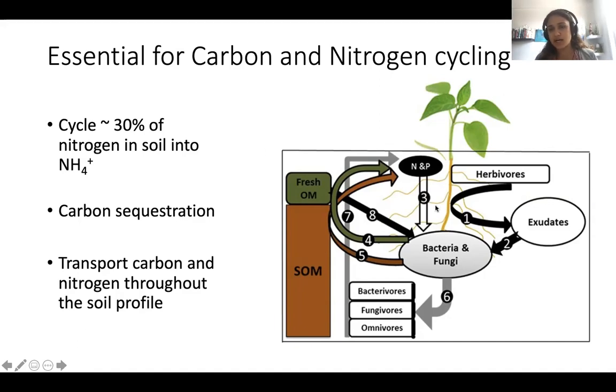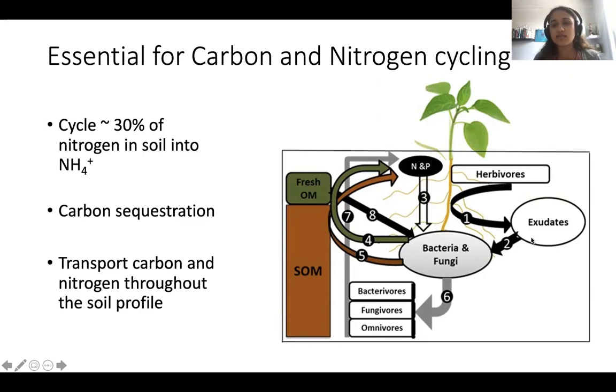So for example, here we have a picture of this plant growing, and we have these bacteria and fungi, which are fed on by bacterivores, fungivores, and omnivores. And then essentially this bacteria and fungi are breaking down soil organic matter and the fresh organic matter. And then we have the herbivores, which also take the form of nematodes, breaking down these plant roots and providing exudates.